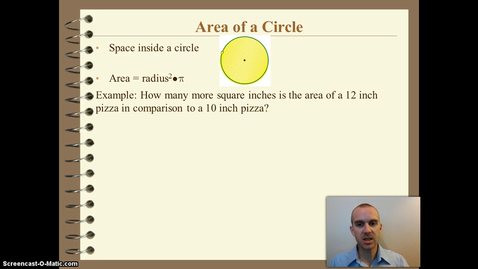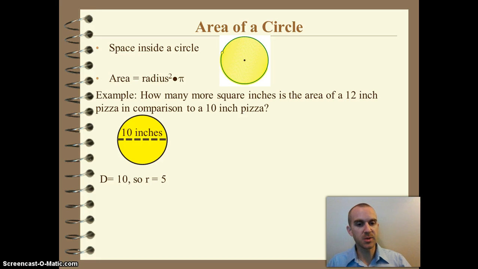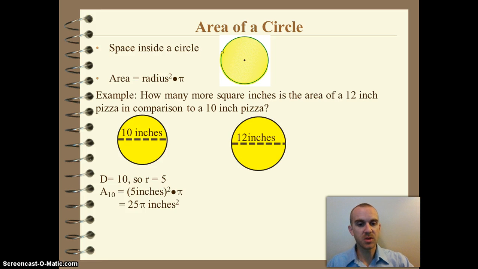So say we take that same problem where we're looking at a 12 and 10-inch pizza. We want to know how many more square inches in area that 12-inch pizza is. So we know the diameter. Well, if the diameter is 10 inches for the 10-inch pizza, we know the radius has to be 5. So 5 squared gives us 25 pi square inches. And you realize that we're dealing with square inches because it's 5 inches times 5 inches, so it's unit times unit. Same thing with the 12-inch pizza.